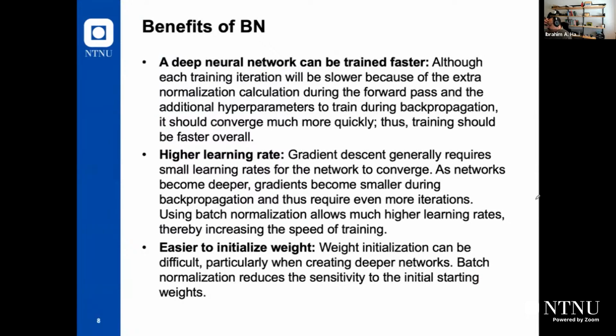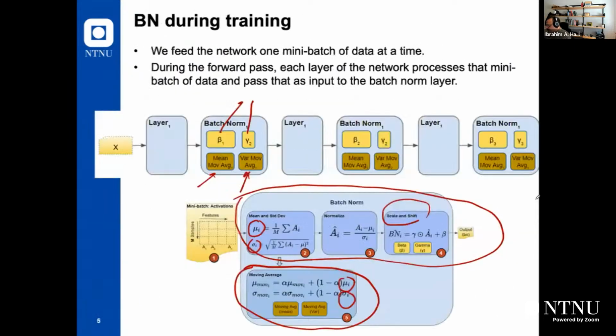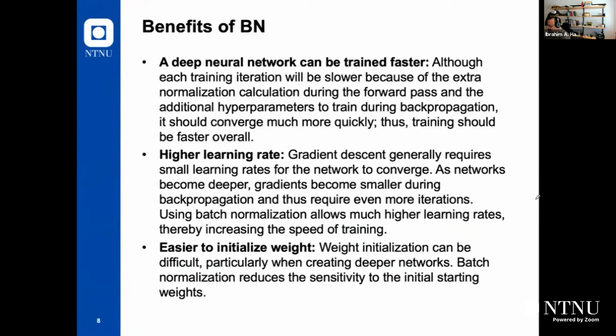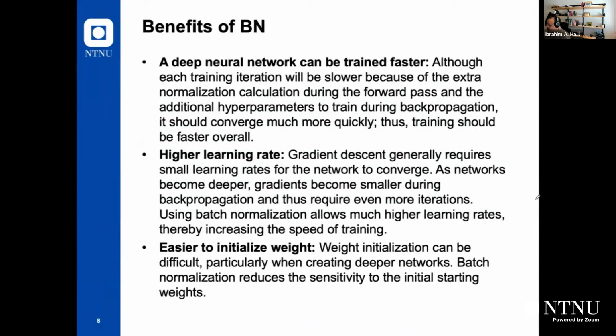Although each training iteration will be slower, because now we inserted a new layer, a batch normalization layer, we should expect that the training process will be slower, correct? Because we do more calculations by adding extra layers, it will be slower, but the performance in the training will be much better. So the model maybe will converge faster, but each iteration will be slower.